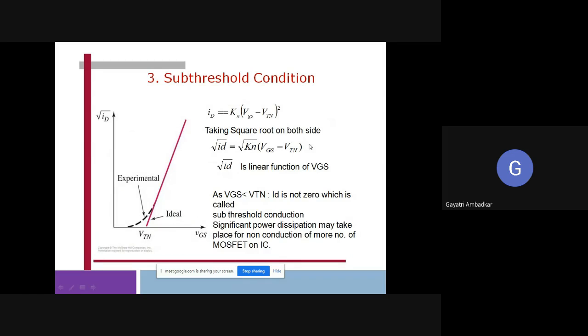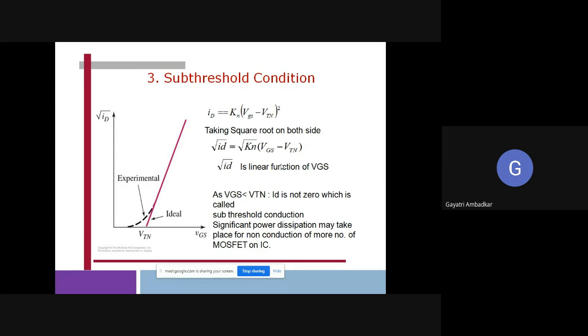Then we have also seen sub-threshold conduction. Other than Pejal, can anybody tell me what sub-threshold conduction is? Current conduction in MOSFET below VTN. Very good. Current conduction below the value of threshold voltage is called sub-threshold conduction.